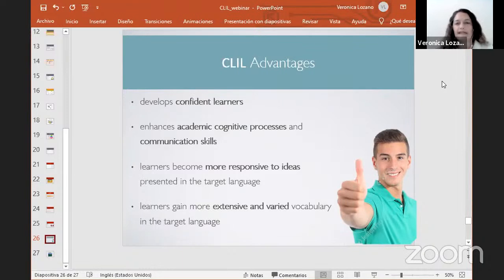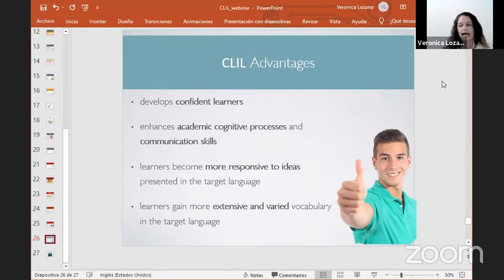What are some advantages of working with CLIL? Well, in a nutshell, we could say that it helps develop confident learners, because they can talk about any topic. They can use language like a truly bilingual person. This means they could do something very similar to what they can do in their own language in a different language. Then it enhances academic cognitive processes and communication skills.